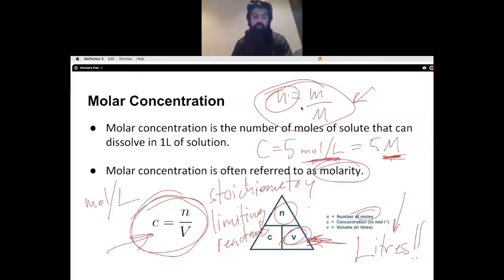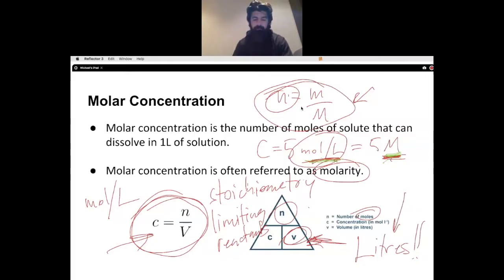Oftentimes I will use this in my question because it's easier to do any crossing out that I might need to do. If I need to cross out moles, let's say, or liters, it's easier for me to track, while if I write it as a capital M, that crossing out won't help. But again, if you're not using units throughout the process, that's not going to matter, as long as you know that at the end, for any C value that you're being asked to find, you will use that capital M, or you'll use the moles per liter.